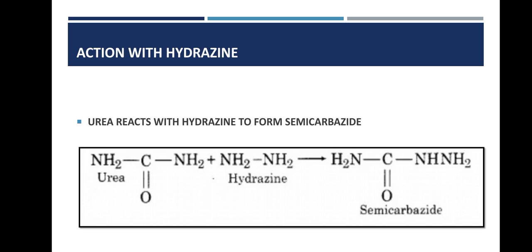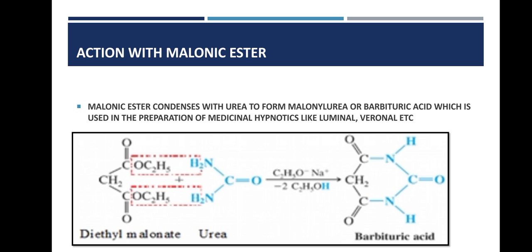So let's move on to the next reaction, the reaction of urea with malonic ester. In this box, diethyl malonate reacts with urea to get barbituric acid. Barbituric acid is otherwise known as malonyl urea. So in this reaction, malonic ester condenses with urea to form malonyl urea. We find the application of barbituric acid in the medicinal industry, like in the preparation of hypnotics like luminal, veronal, etc. Okay, and this is the reaction with malonic ester.